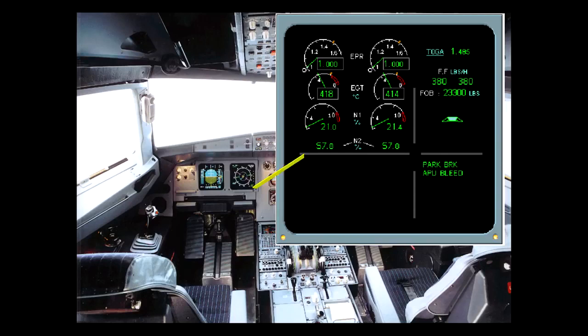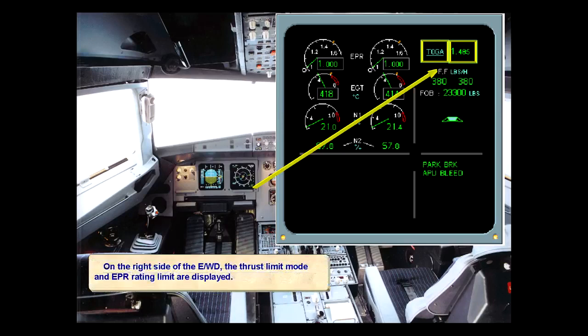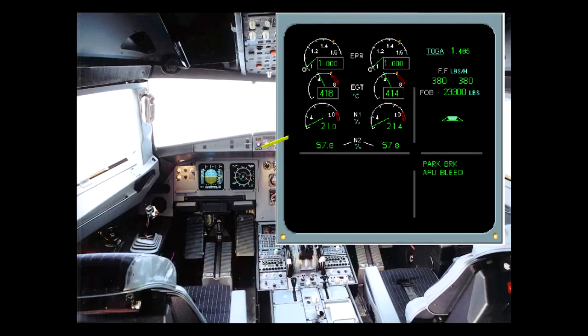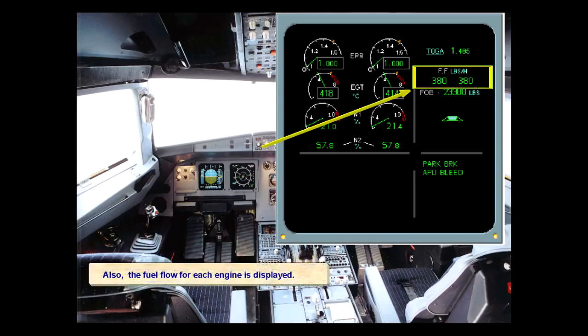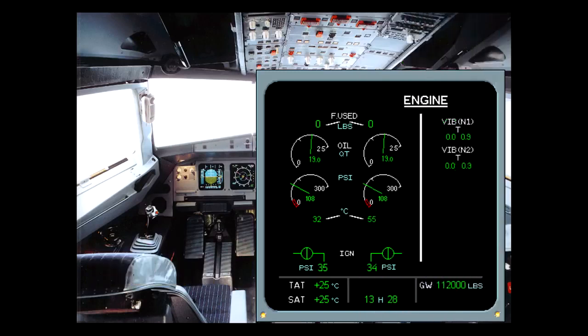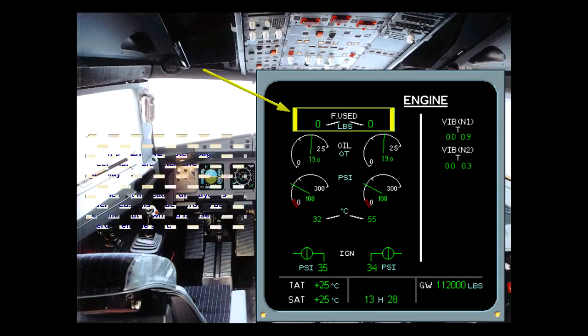On the right side of the engine warning display, the thrust limit mode and EPR rating limit are displayed. Also, the fuel flow for each engine is displayed. On the engine system page, secondary parameters are displayed. The first indication displayed is fuel used. This value is frozen at engine shutdown and is reset to 0 at engine start.